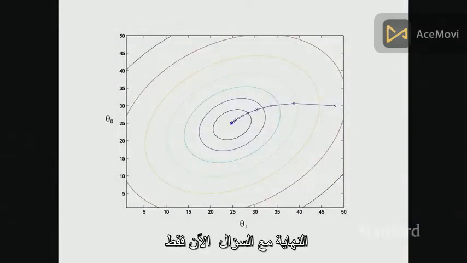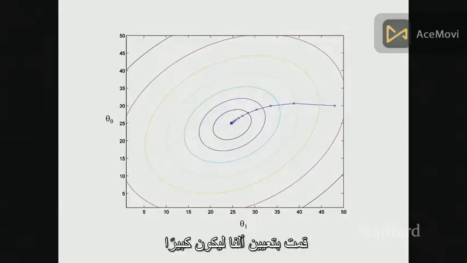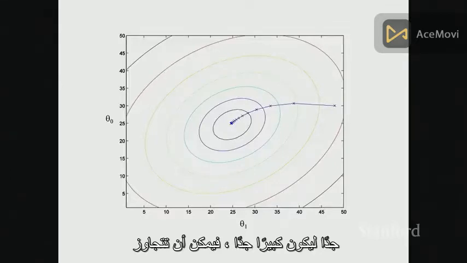Okay, and so the question just now about the choice of the learning rate alpha. If you set alpha to be very, very large, too large, then it can overshoot, right?